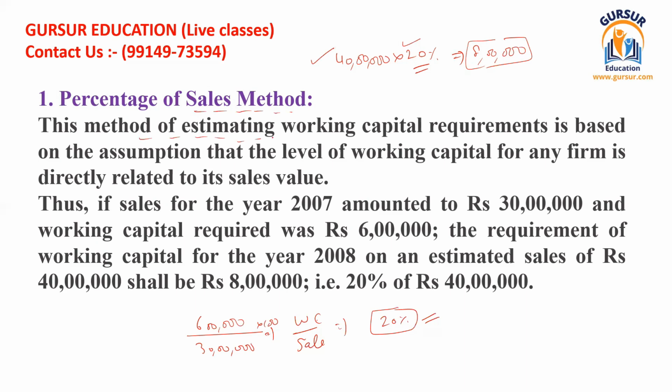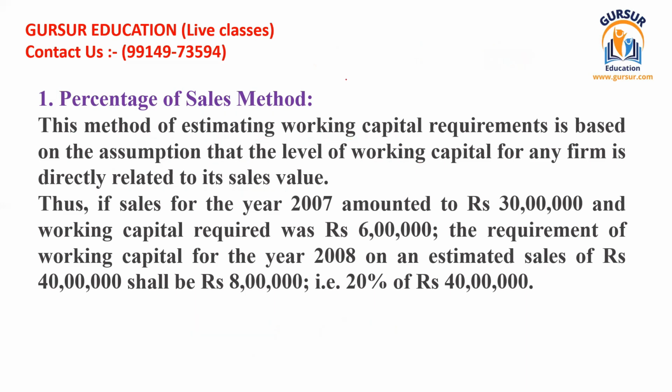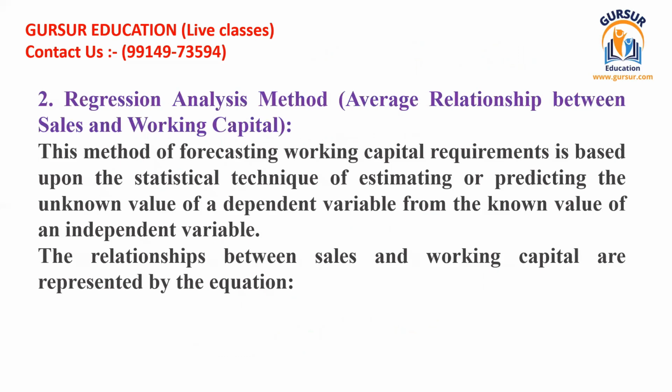This method of estimating working capital requirement is based on the assumption that the level of working capital for any firm is directly related to its sales value. So here a relationship between two items is seen, basically the working capital and sales of the company, and on the basis of sales, you can easily calculate the working capital required for upcoming years. So this was the first method.